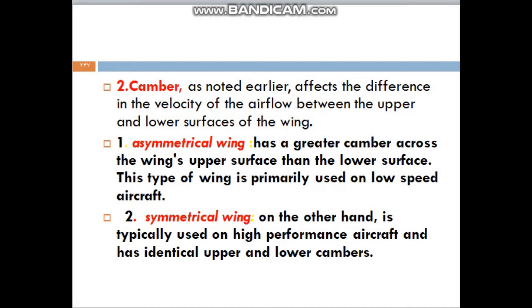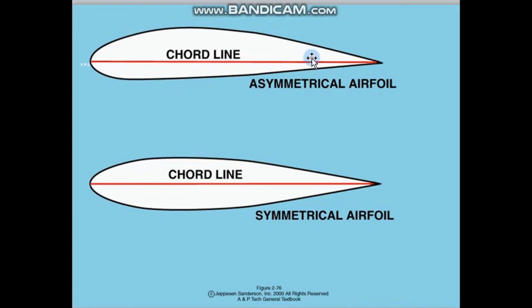The asymmetrical wing has greater camber across the wing's upper surface than the lower surface. This type is primarily used on low-speed aircraft. We see here the chord line, and on the upper side of the chord line we see the large area, and on the lower side we have a small area. So this is called an asymmetrical airfoil, and it is used on low-speed aircraft.